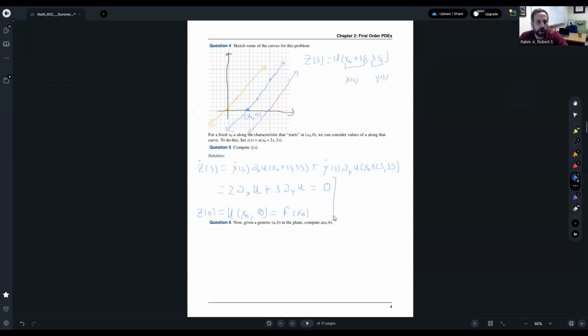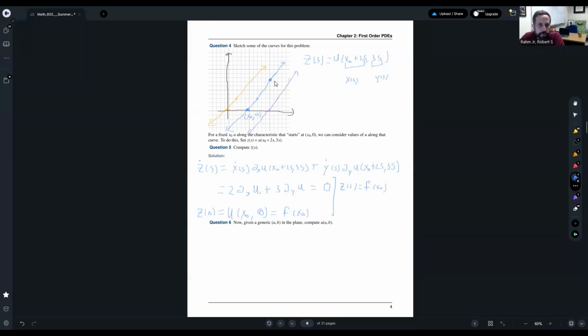Okay, so now I can actually solve this equation. I've got z dot of s is equal to 0, z of 0 is equal to f of x naught. Well, if the derivative of z is equal to 0, then z is constant, so it's just going to be whatever it's equal to at 0. So z of s is equal to f of x naught. Okay, now how can I use this to solve the differential equation?